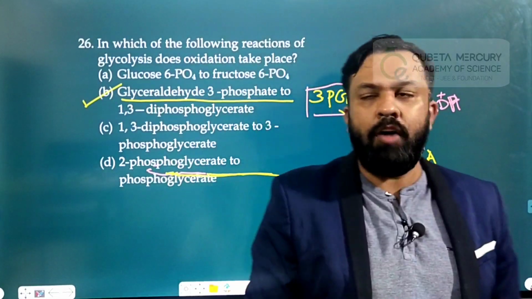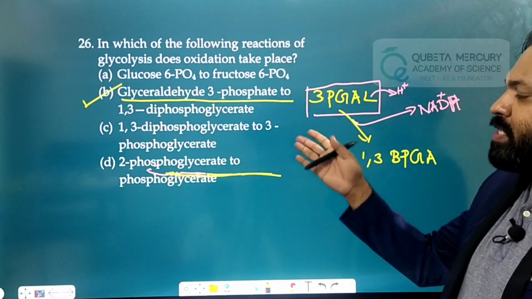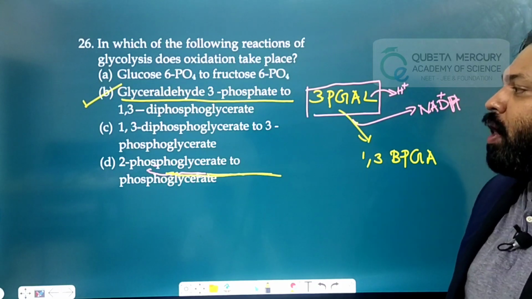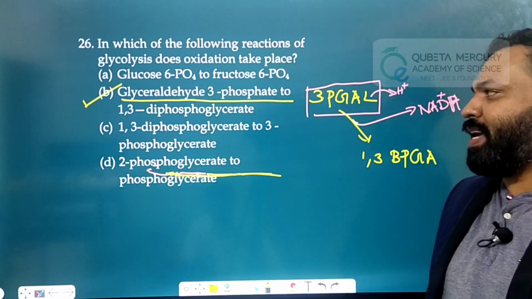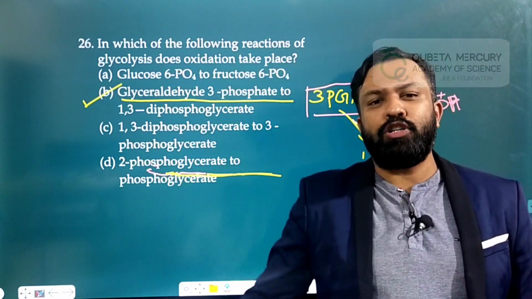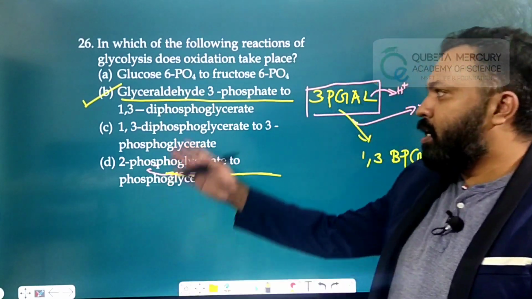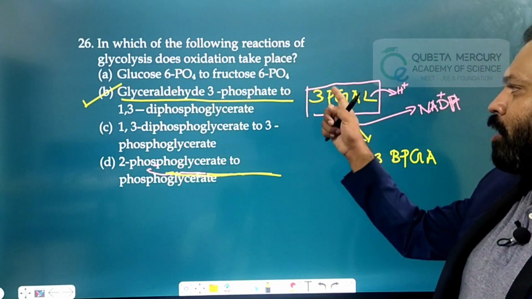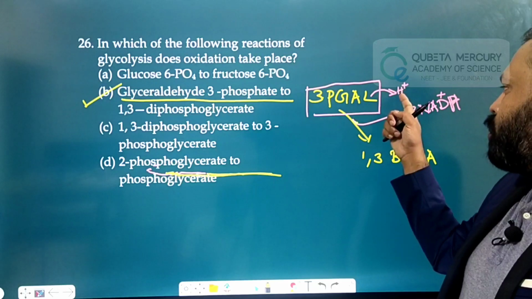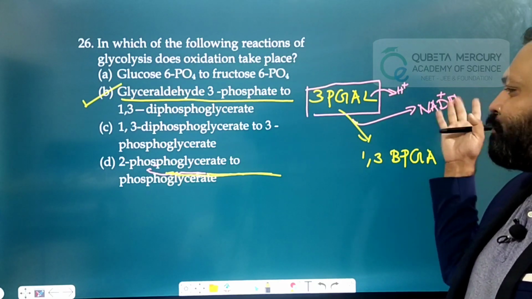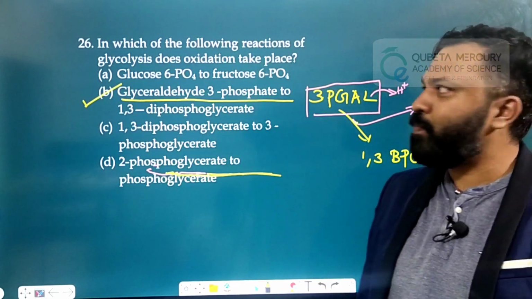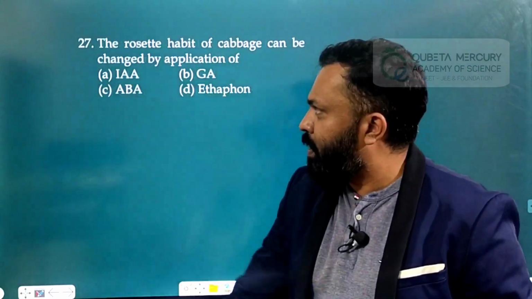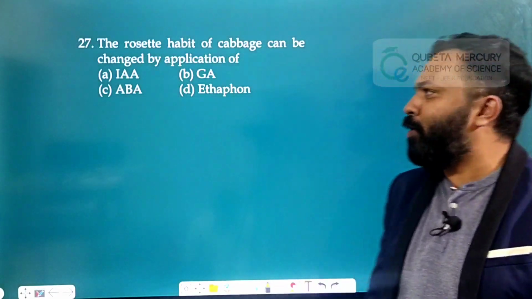The conversion of glyceraldehyde 3-phosphate into 1,3-bisphosphoglyceric acid will emit protons. Thus the glyceraldehyde 3-phosphate undergoes oxidation. The released protons are taken up by NAD plus to form NADH. That's it. Yes, question number 27 is awaiting you.